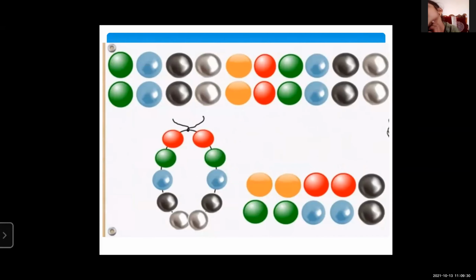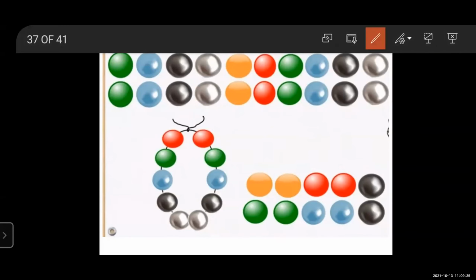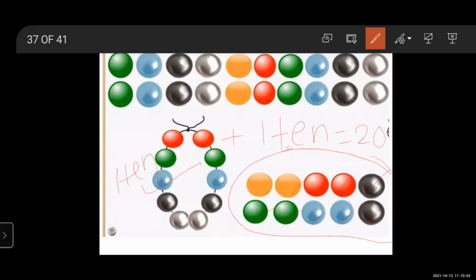Here also see, there is a necklace of beads. And here also we can make the 10. See, this is the 10 and 1, 2, 3, 4, 5, 6, 7, 8, 9, 10, it is also called 10. When 10 objects we take together, we tie them, that is called 10. So 10 plus 10 is equal to 20.